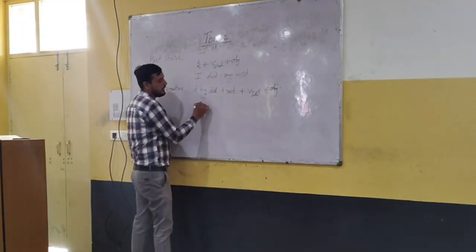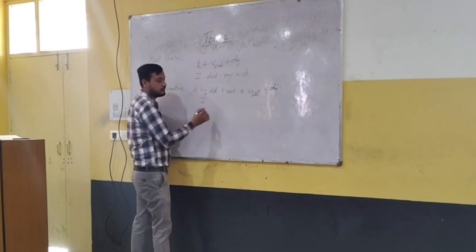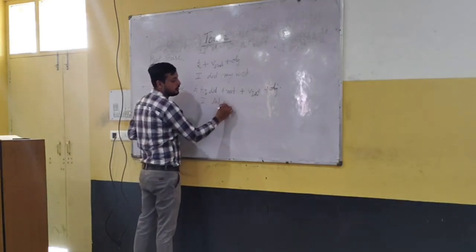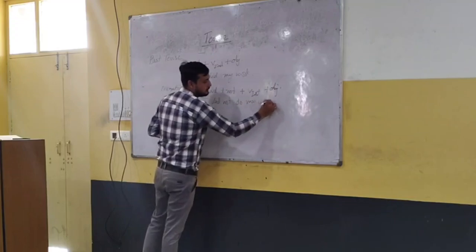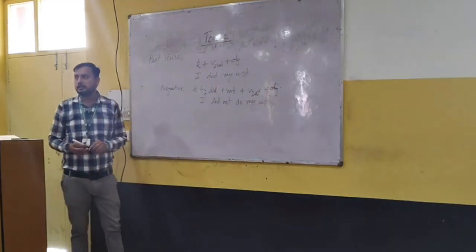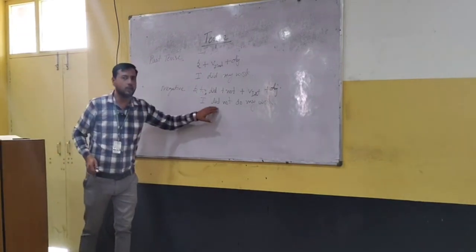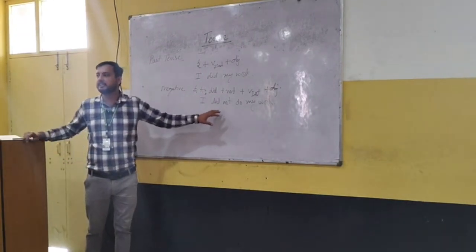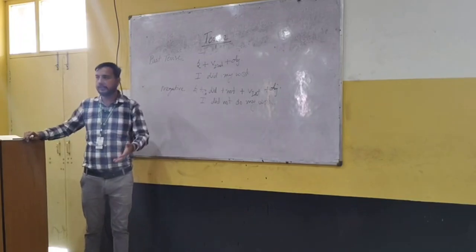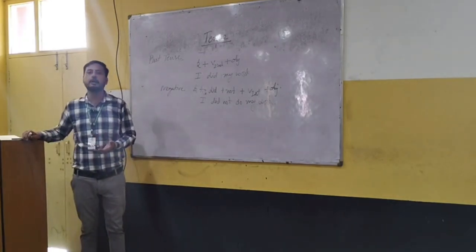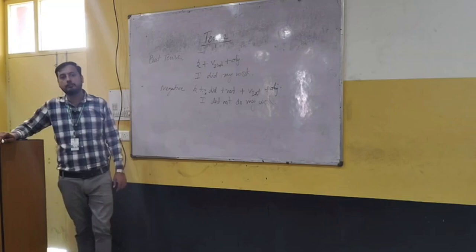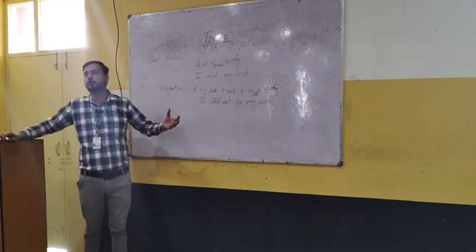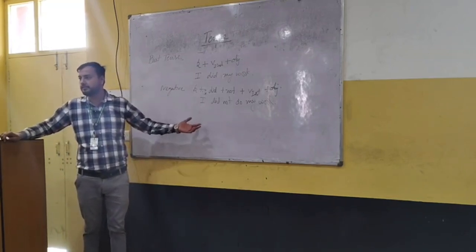Now, I did not do my work. Clear? Students are confused. What should we call it? Did not, or didn't? In modern English we are using didn't. I didn't do my work. You are not supposed to say I did not. Clear? You can say didn't. I didn't do my work.